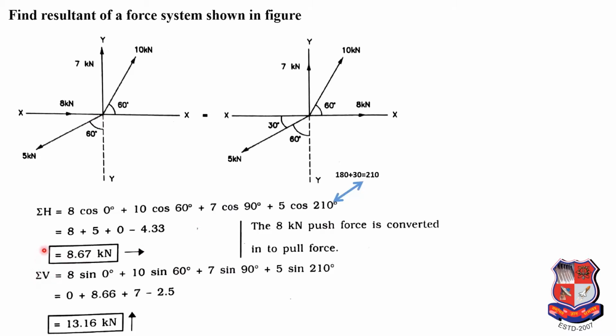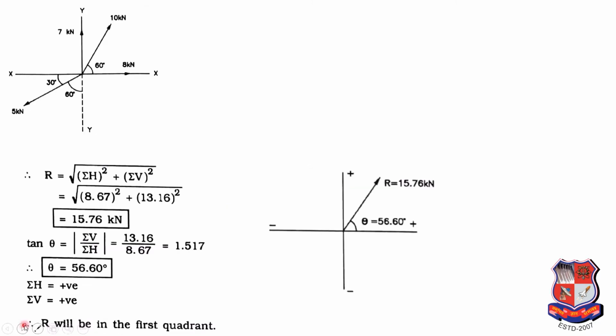Now summation of vertical force means we can say that sigma v. So that will be 8 sine 0, 10 sine 60 plus 7 sine 90 plus 5 sine 210 degree as per that simple figure. So your summation of V, sigma V, will be 13.16 kilonewton vertical force, summation of all vertical force, and that is positive.